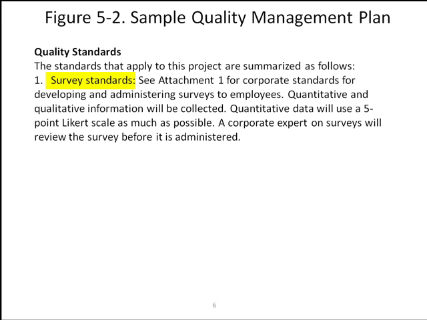So you're going to have some quality standards. In this case, they're going to have 3 of them. The first one is survey standards. There is an attachment for theirs, so their corporate standard for developing and administering surveys is written out. But they also list some specifics, or the most important ones. In this case, quantitative and qualitative information will be collected. It does mention that the quantitative data will use a 5-point Likert scale as much as possible. And it also mentions that a corporate expert on surveys will review the survey before it is administered.